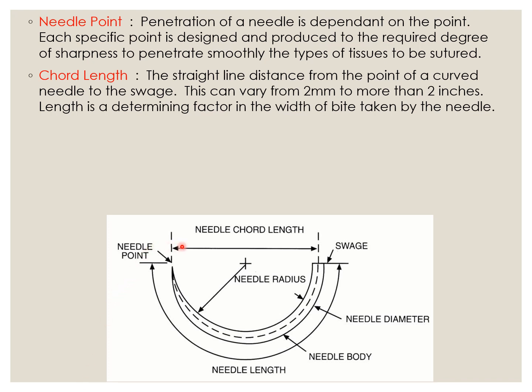So this is the chord length actually, and this is the needle point, and this is the needle swag. So the distance between the needle point and the swag is the chord length, and this is the needle radius from the center.